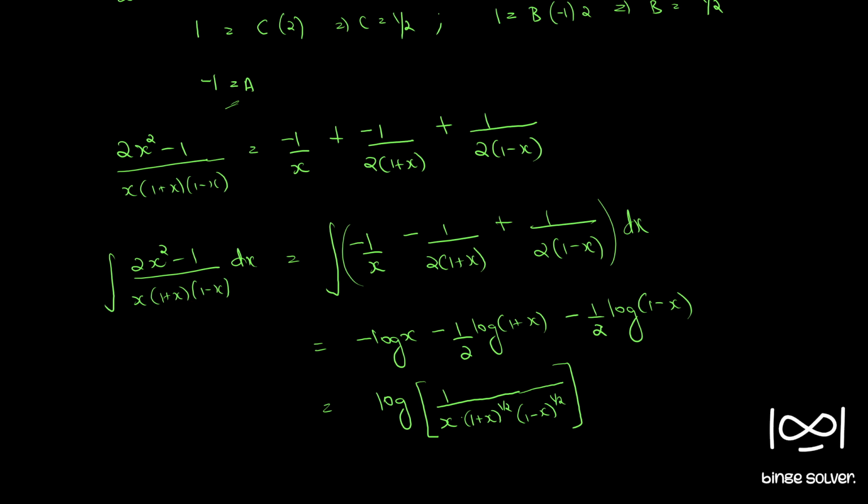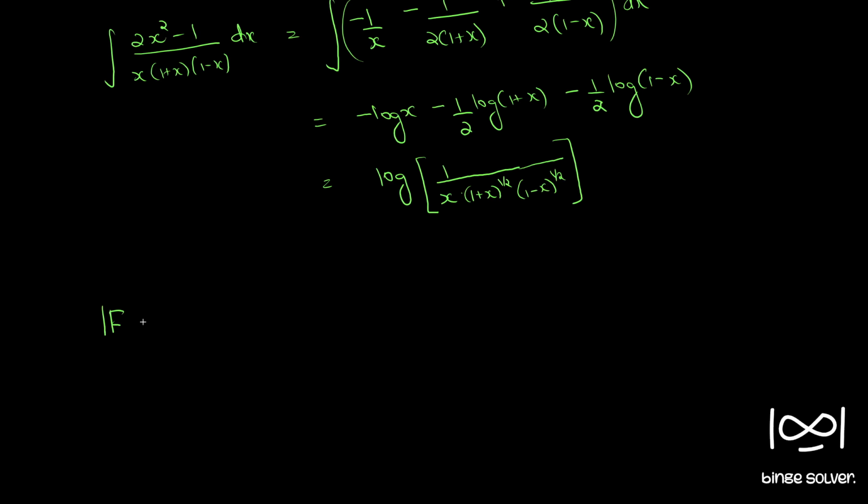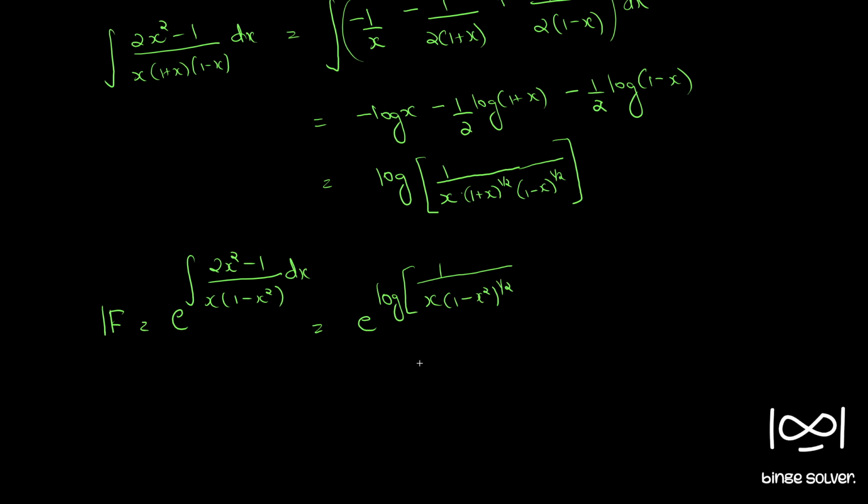So we have our integrating factor is equal to e raised to the integral of (2x² − 1) by x(1 − x²) dx. So this we got as this. So we have e raised to log of 1 by x into (1 + x) root of (1 − x), this we can write as 1 by x into (1 − x²) raised to 1 by 2. So e raised to log, this is nothing but 1 by x into (1 − x²) raised to 1 by 2. So we got our integrating factor.